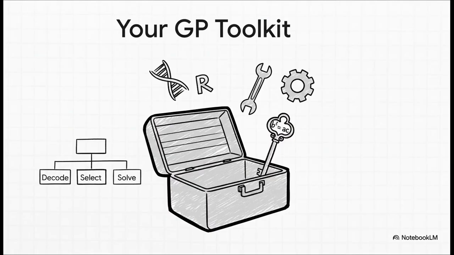So let's do a super quick recap of the toolkit we just built. First, a GP is all about that common ratio. It's all multiplication. Second, your two main tools are the nth term and the sum formulas. Master those. Third, use those special properties and the geometric mean as your expert shortcuts. And finally, always follow the process. Decode the problem, select the right tool, and then solve.